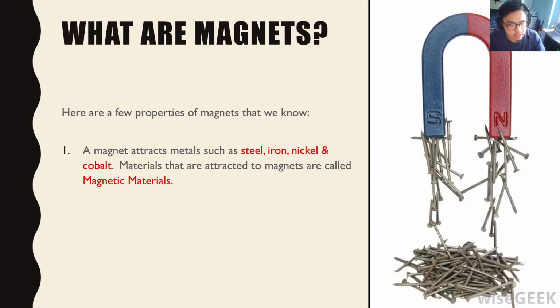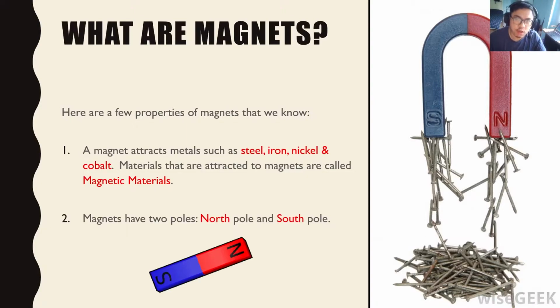A magnet attracts metals such as steel, iron, nickel, and cobalt. Materials that are attracted to magnets are called magnetic materials. And magnets have two poles, the north pole and the south pole. So this is all basic stuff that you probably have learned before when you were in lower secondary.